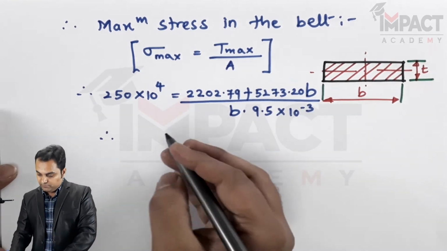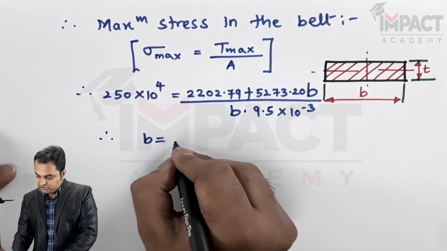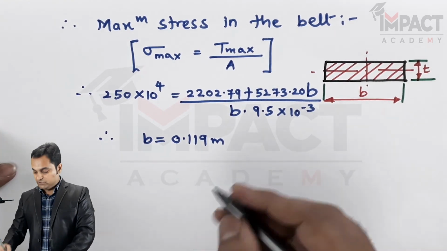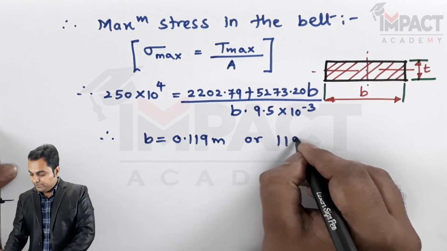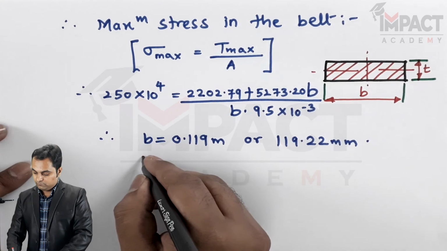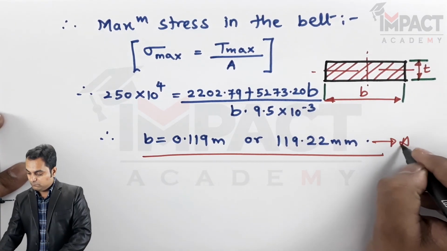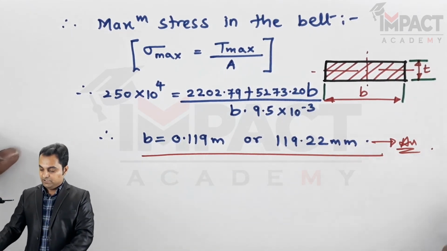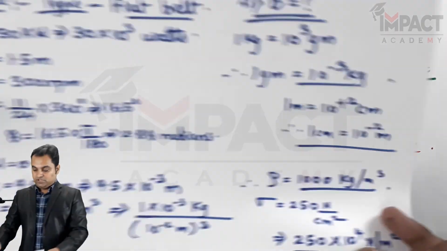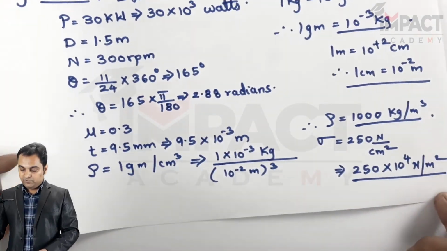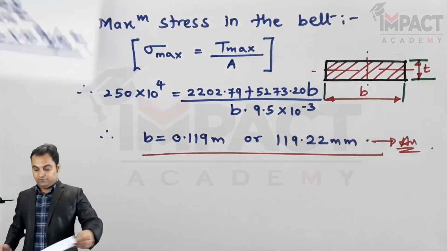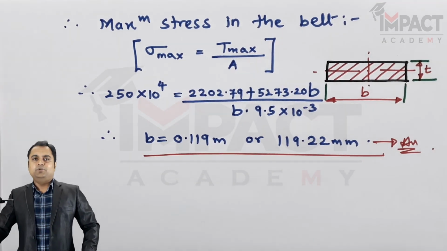After simplification and solving this, I am getting the answer of B, which comes out to be 0.119 meter, and after multiplying it with 1000, the value comes out to be 119.22 mm. Which is the final answer. And with this we get the cross section of the belt, and as mentioned in the question, there was only one thing asked, that is the width of the belt, and we have found out the answer considering all the parameters and centrifugal tension, and with this the problem gets completed.